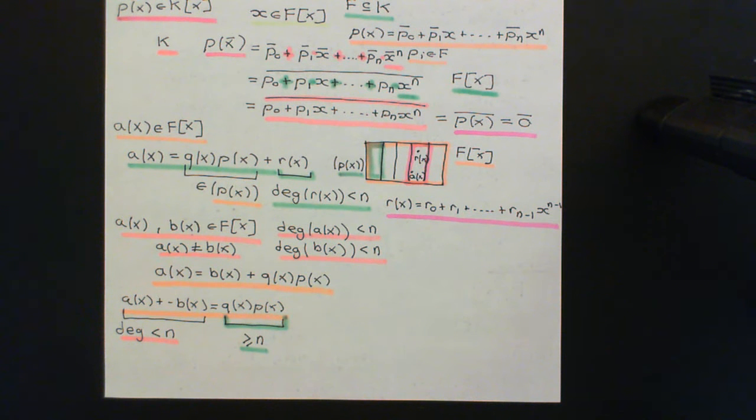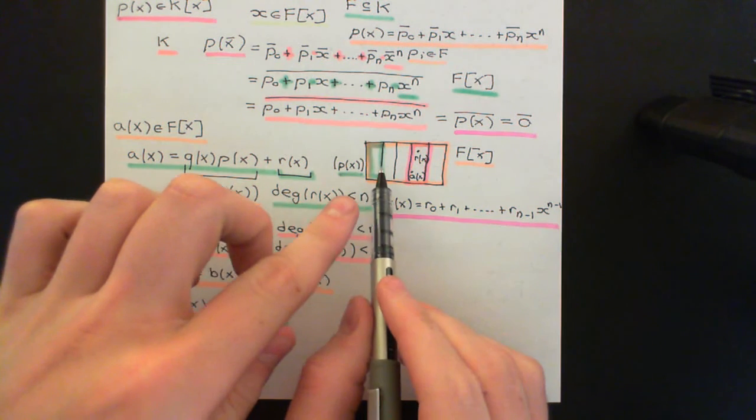There is a bijective correspondence between the polynomials from the ring of polynomials over the field F of degree less than n and the cosets that we're going to get, and indeed our elements in the field extension K now. So every single one of these cosets can be represented by a polynomial of degree strictly less than n.